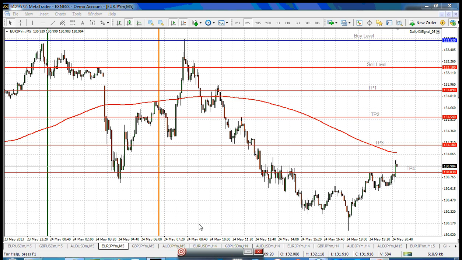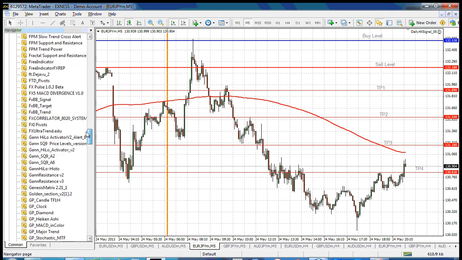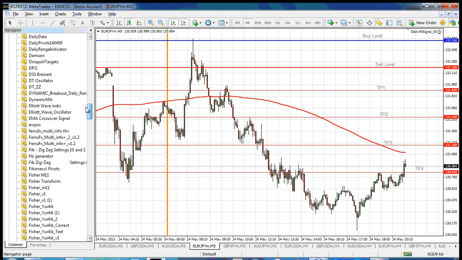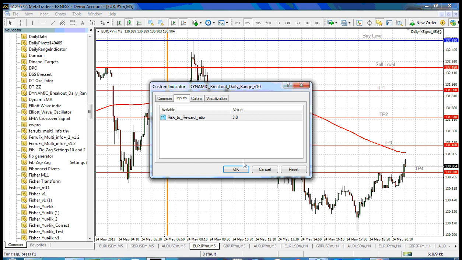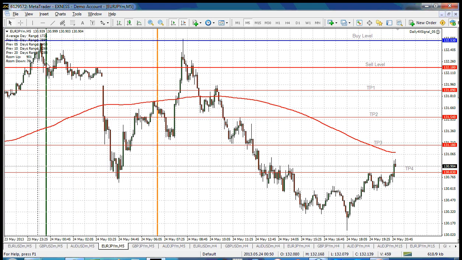And if the ADR becomes zero, I don't have the indicator right now with me, but I can show you that. I can just attach it. So if the room down on the ADR indicator is zero, then obviously you will exit.